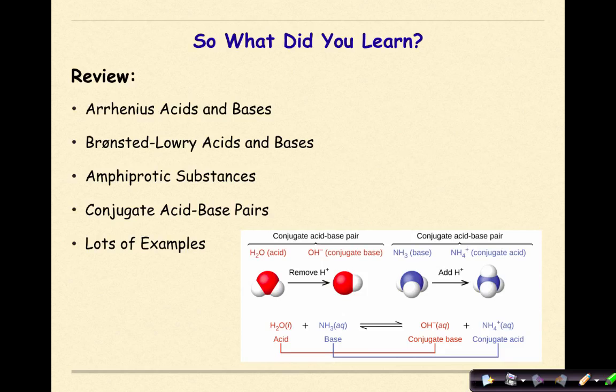So what did we go over? We went over the initial definition of Arrhenius acids and bases. We talked about Bronsted-Lowry acids and bases, considered amphiprotic substances, talked a lot about conjugate acid-base pairs and how to recognize them, and then we did some more examples.